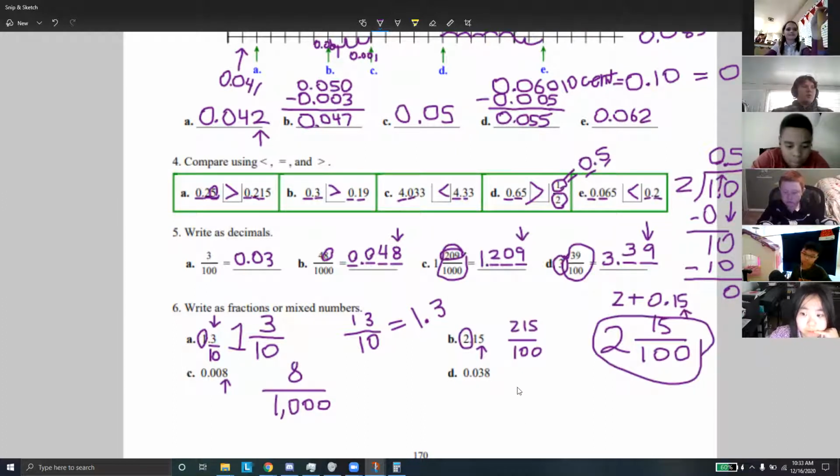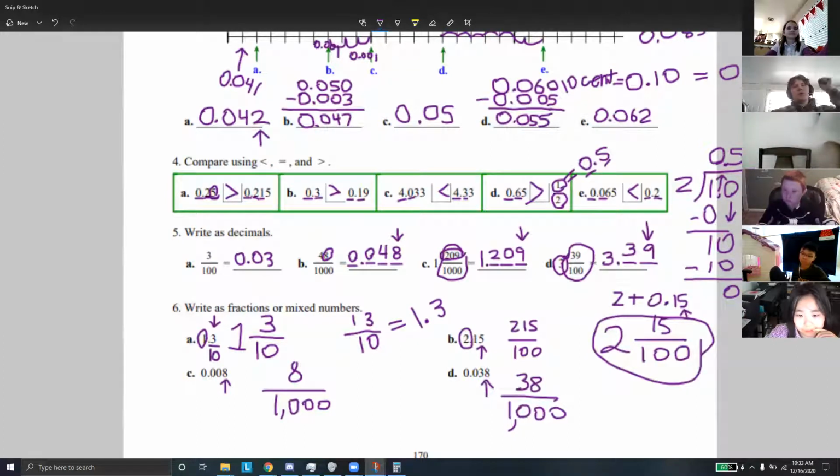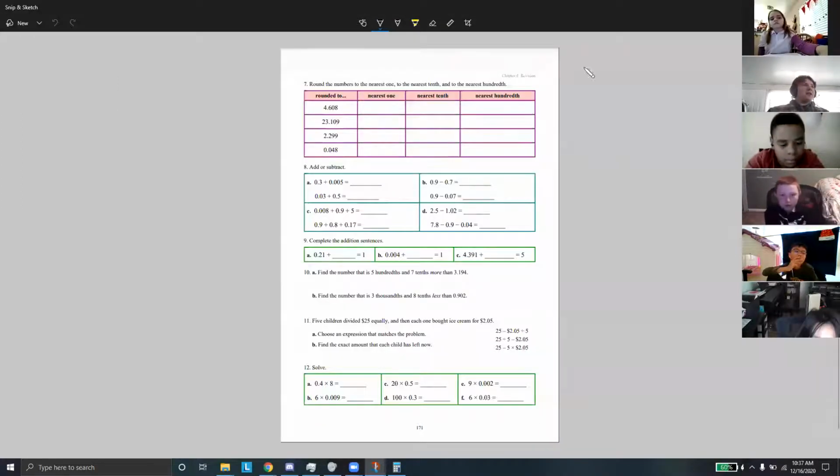So for this one, we just look at the last place, which is the 1,000th, so 1,000 on the bottom, and then we write the number on top without the decimal, 38. Woo! Page 1 done. I'm going to take a little break. Great, on to the next page.